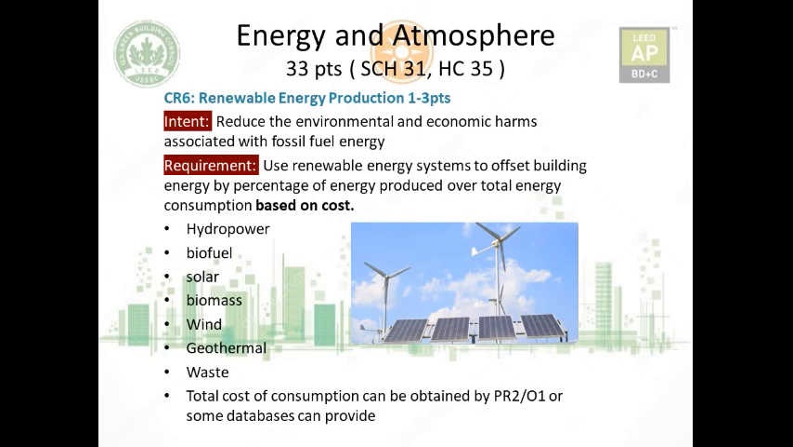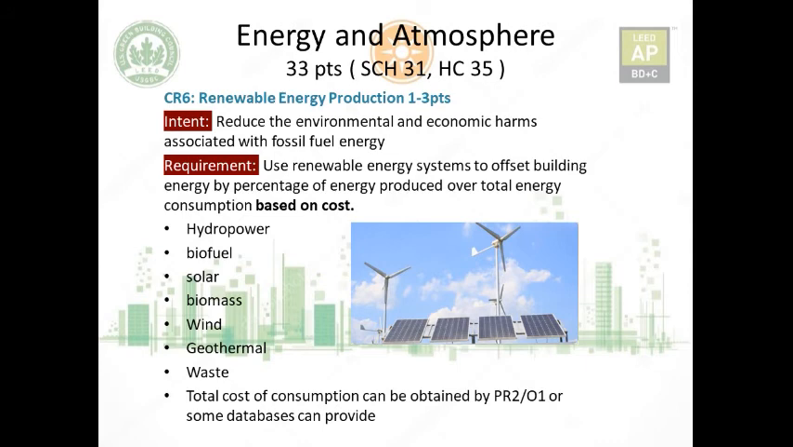So if you are making on-site renewable energy and you're offsetting, based on the requirement, if you use a renewable energy system to offset building energy by percentage, and now this percentage is based on cost. Now, from where can you get the total energy consumed by the building? If you recall minimum energy performance, the first whole building simulation tells you how much energy is required by your building, and you can respectively take out the cost. So you have to offset the building energy usage consumption based on cost, and these are the acceptable renewable energy production on-site: hydropower, biofuel, solar, biomass, wind, geothermal, and from the waste. So if you are producing on-site energy with these facilities and you're offsetting a percentage of building energy usage by cost, you're going to gain some points.